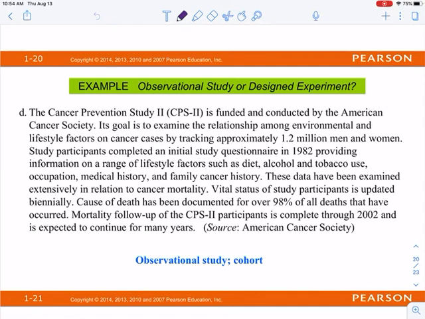Okay, so again, we didn't give one type of treatment and one not. So this is going to be an observational study. And again, in this case, it's not over a short period of time. It's not looking back. It's looking forward. So in this case, that's going to be our cohort study.